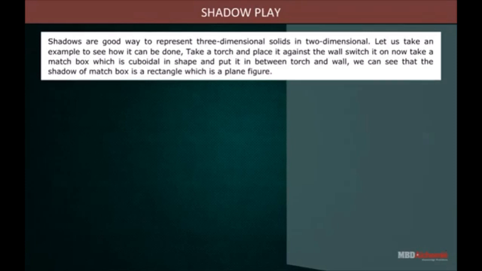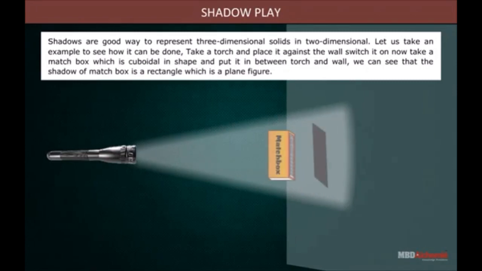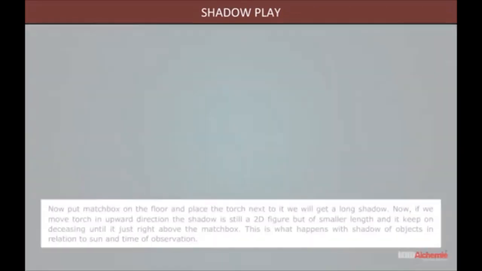Shadow play. Shadows are a good way to represent 3-dimensional solids in 2 dimensions. Let us take an example to see how it can be done. Take a torch and place it against the wall. Switch it on now. Take a matchbox which is cuboidal in shape and put it in between the torch and wall. We can see that the shadow of the matchbox is a rectangle which is a plane figure.